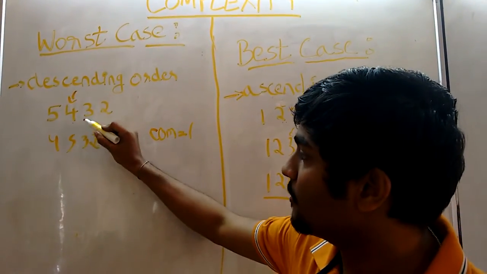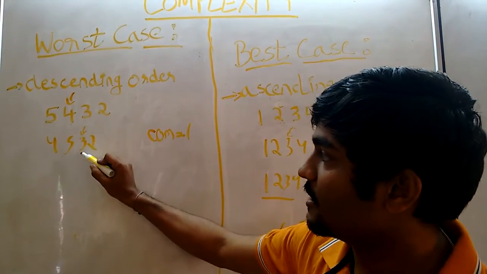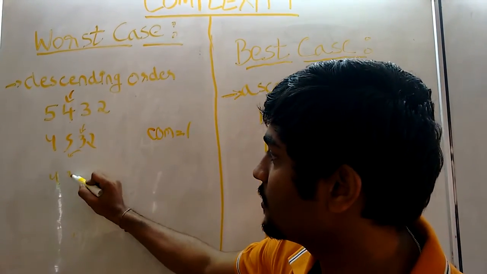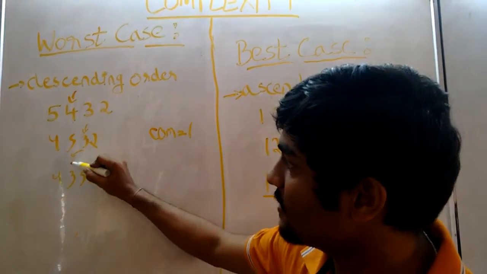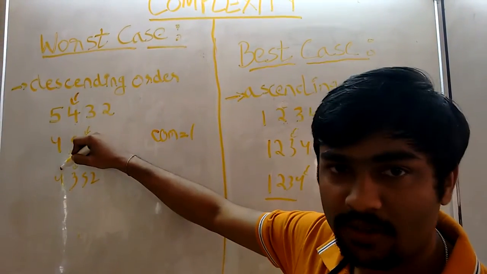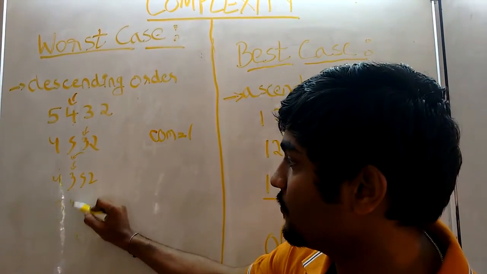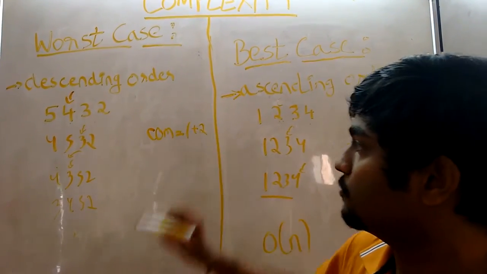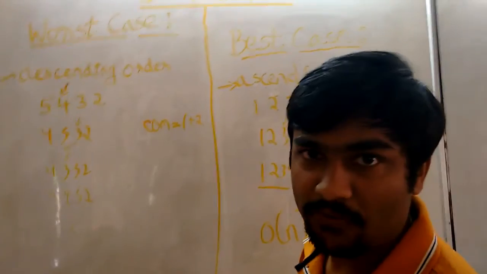And now we compare the next element, that's 3. Now 3 is compared with 5 and it's swapped. So it becomes 4, 3, 5, 2. Again 3 is moved and compared with 4 and it becomes 3, 4, 5, 2. So there are two comparisons. So 1 plus 2. Alright. So now you have 3, 4, 5, 2.